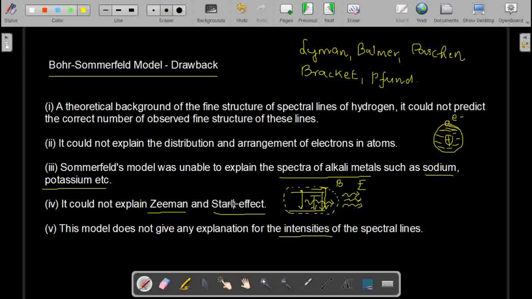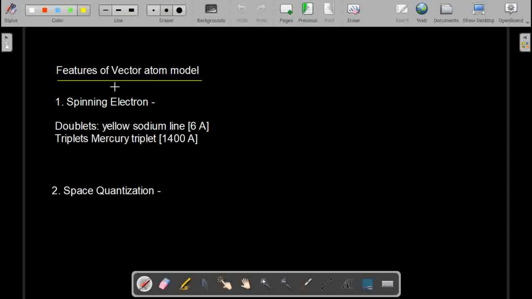So what's the solution to this? Well, then a new model was established. A number of scientists contributed to that, including Bohr and Sommerfeld, and it came up with the vector atom model. If you refer to the first lecture, we have discussed the vector atom model. But there are two main features of the vector atom model, and if there is a question on these features, it would be a very important point to write down. So we have the spinning electron, and the second feature is space quantization. Now what do I mean by spinning electron?